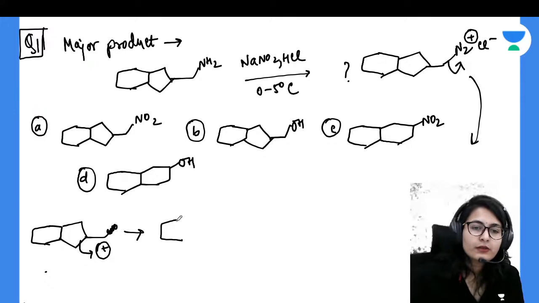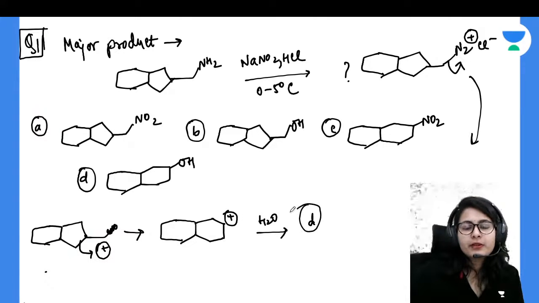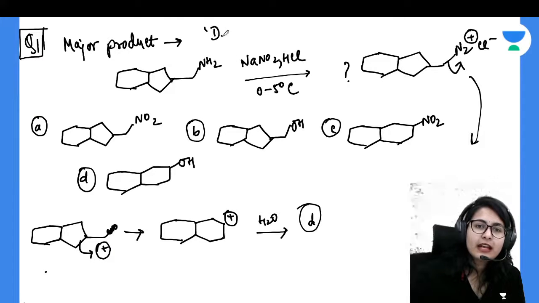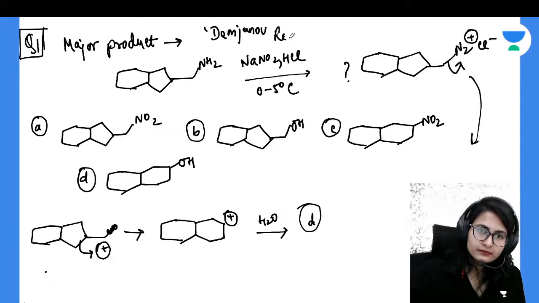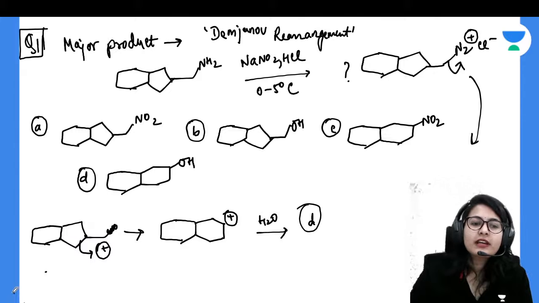One of the bonds is going to open up like this. Let's say this is it. And let's say since this carbon-carbon bond has opened up, you get a positive charge over here, and then water is going to attack, giving you option number D. So even if you don't know that this is a name reaction, Demjanov rearrangement, yes, isn't it? Yes, this is your Demjanov rearrangement.